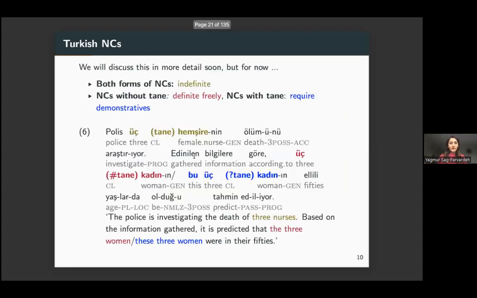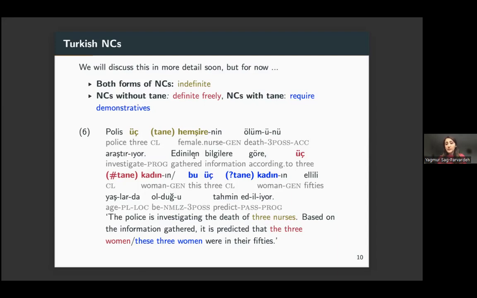So let's see. We will talk about more examples, but here is a starting example. Both forms of numeral constructions are indefinite. They can introduce discourse reference. So we can say something like, polis 3 hemşirenin ölümünü araştırıyor, or polis 3 tane hemşirenin ölümünü araştırıyor. Edinilen bilgilere göre 3 kadının 50'li yaşlarda olduğu tahmin ediliyor. This is fine, according to my consultants and myself as well.